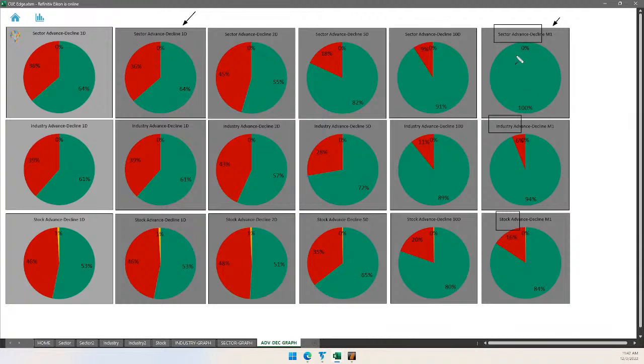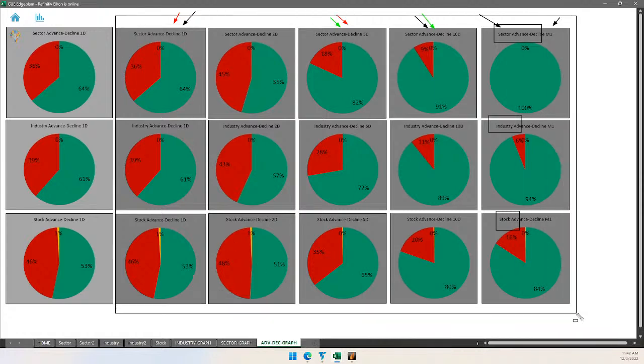However, notice one thing. 1 month is more green than 10 days. 10 days is more green than 5 days. 5 days is more green than 1 day. That means though it is bullish across all the periods, the bullishness is gradually reducing. It is still bullish. 1 day, 2 day, they are still bullish.